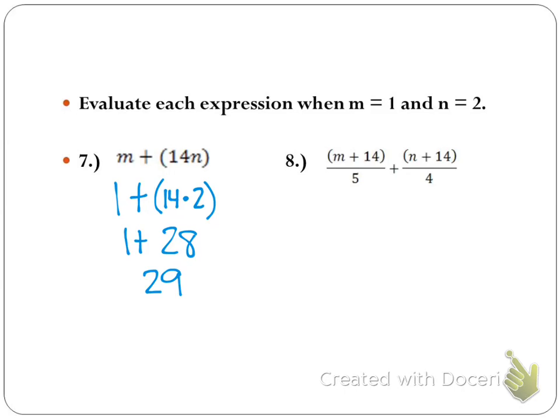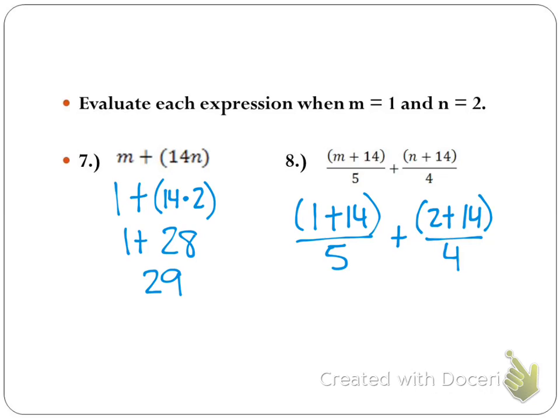Again, I'll rewrite it by substituting. 1 plus 14 divided by 5 plus 2 plus 14 divided by 4. I might run myself out of room here if I'm not careful. All right, so again, we can substitute or replace our parentheses first, and we can do both parentheses at the same time. That's okay. 1 plus 14 is 15 over 5 plus 2 plus 14, 16, still over 4. I'm going to start working out sideways here so I don't run out of space.